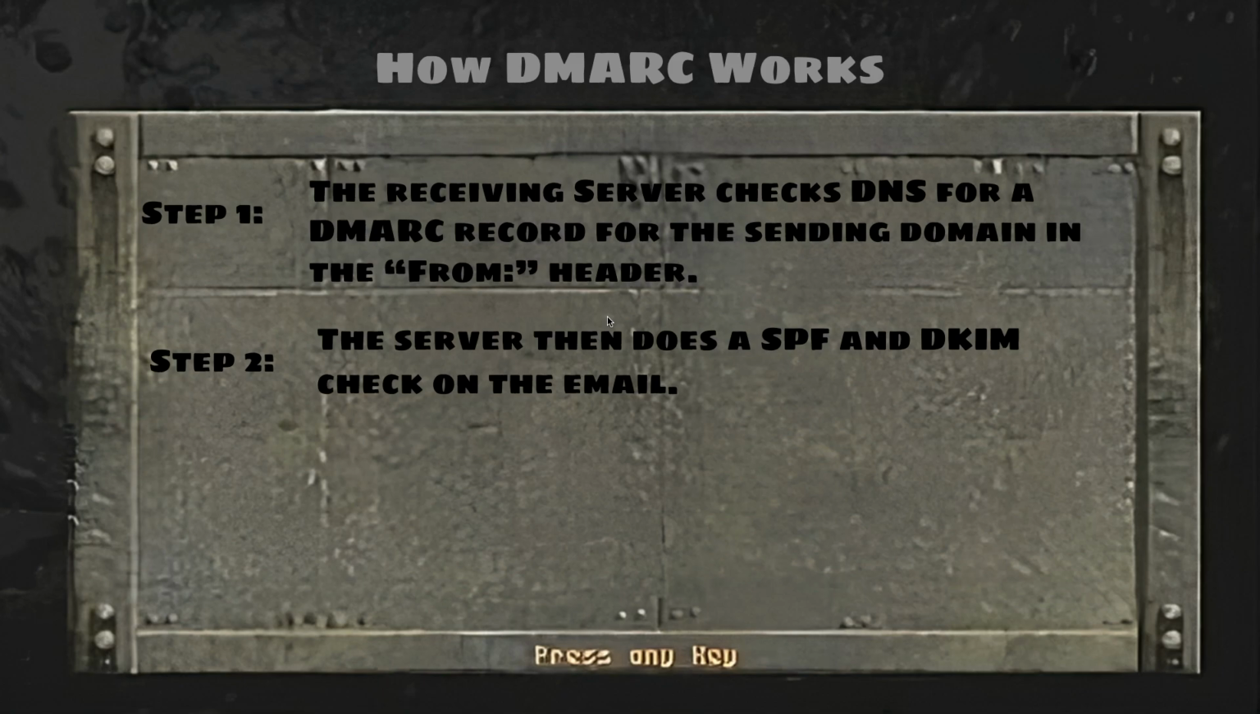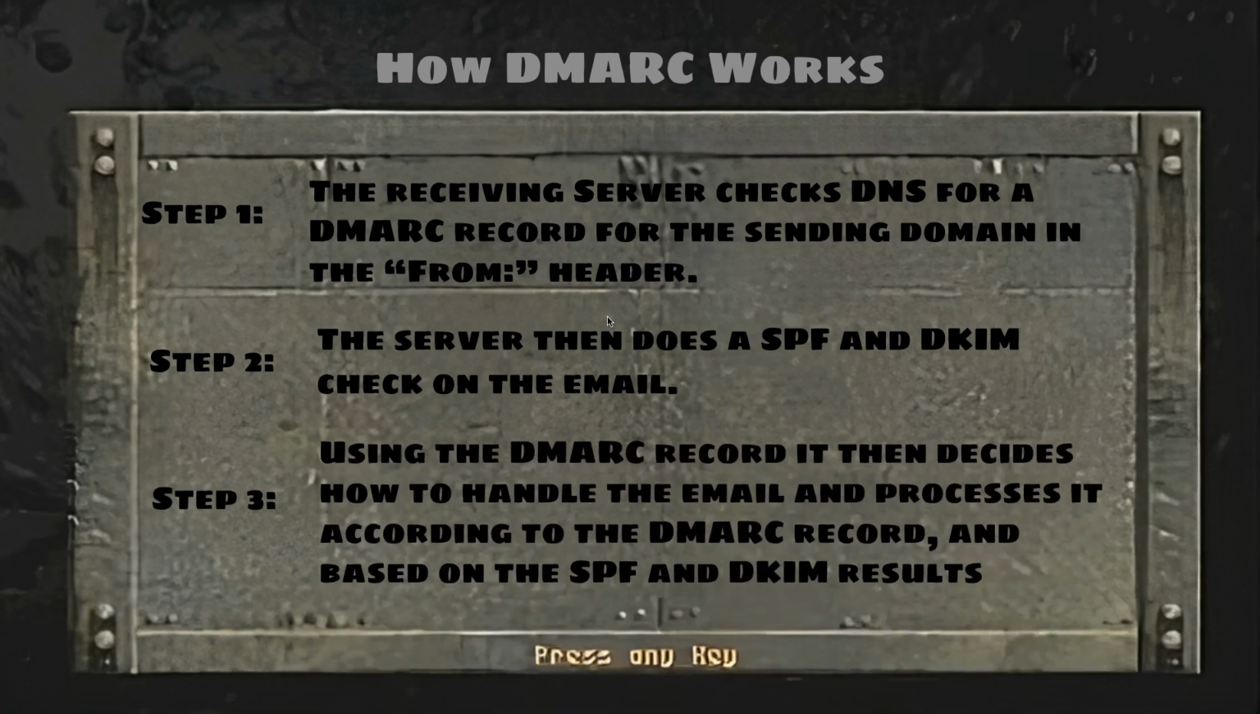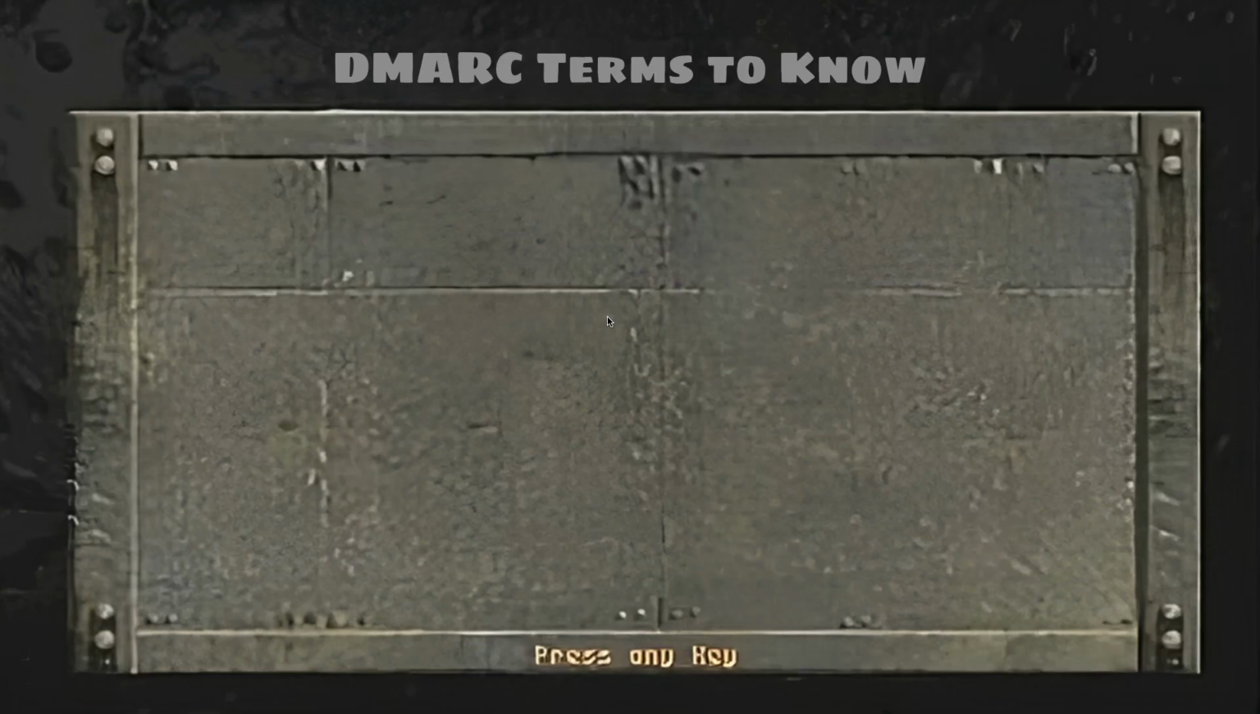So then step 2 is, as usual, the receiving server will do an SPF check and a DKIM check, and it will note the results. Then it'll go ahead and use the DMARC record to work out what it needs to do with those results based on those SPF and DKIM results.